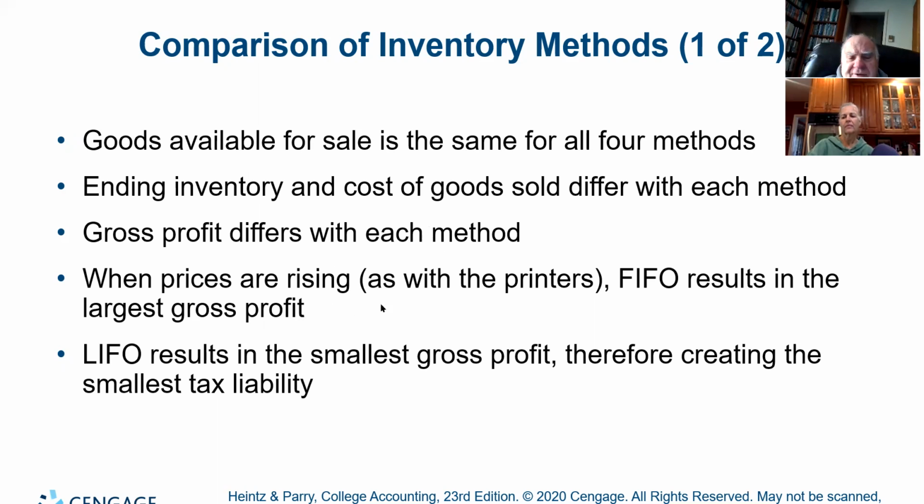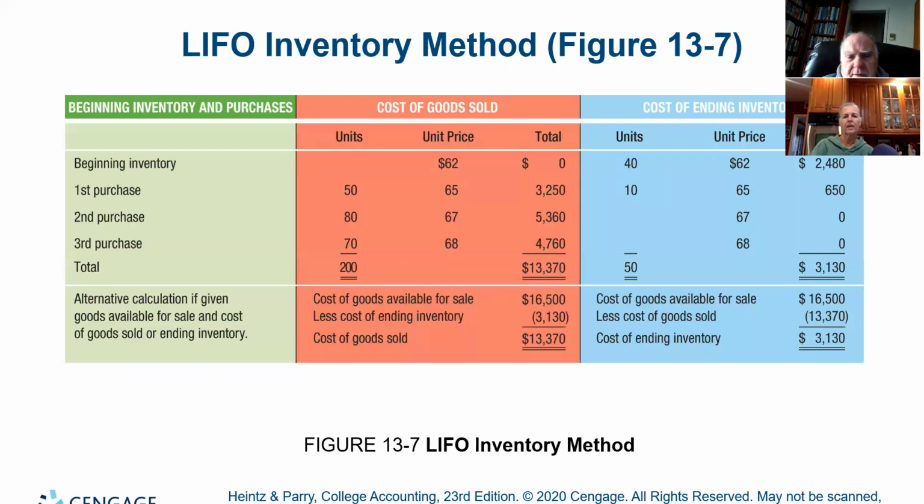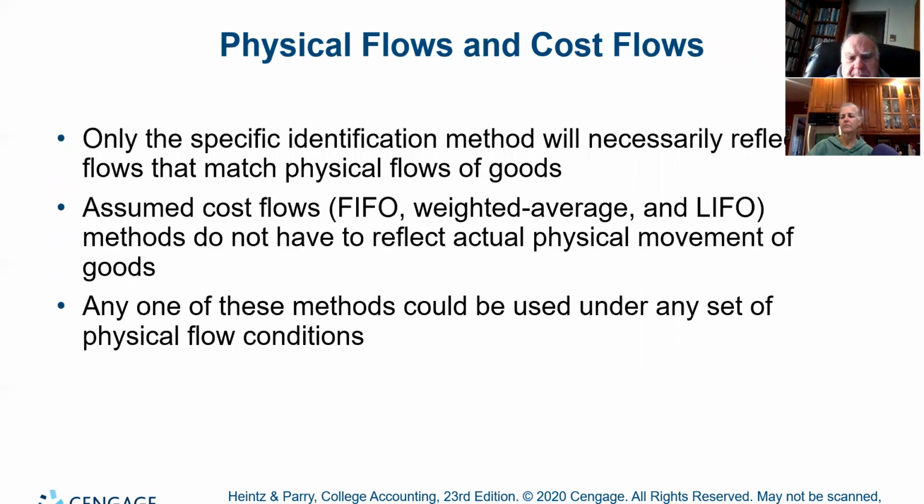When prices are rising, FIFO results in the largest net income or gross profit. That's an important concept to understand. FIFO gives us the highest net income. LIFO gives us the lowest net income. And why is that, Carrie? Because with LIFO, you're taking the most expensive, you paid the most for. Exactly. The cost of sales are going to be higher.